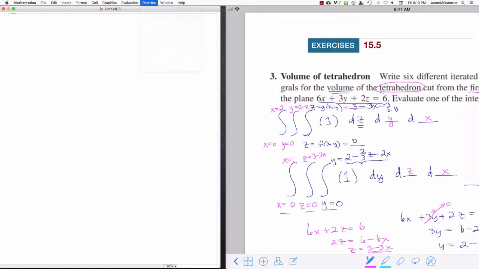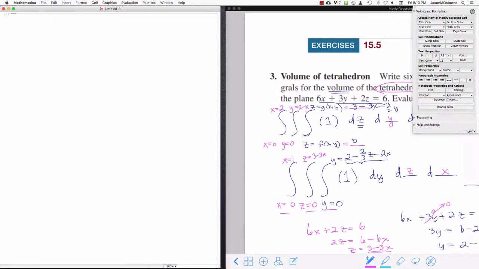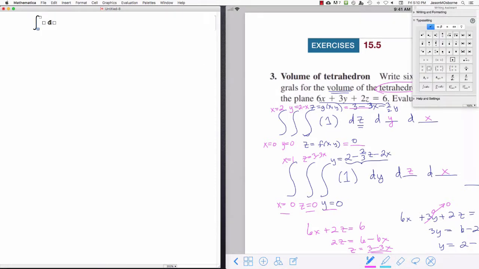Okay, let's set up a triple integral. So three single integrals. And then I will do this again with control C on the next line, and we want to set up these integrals two different ways.